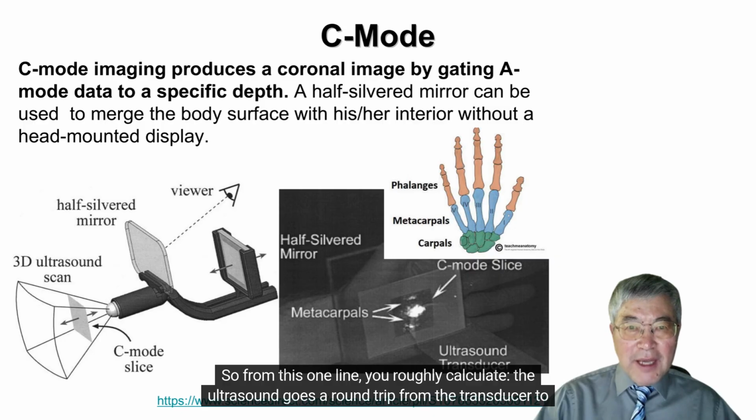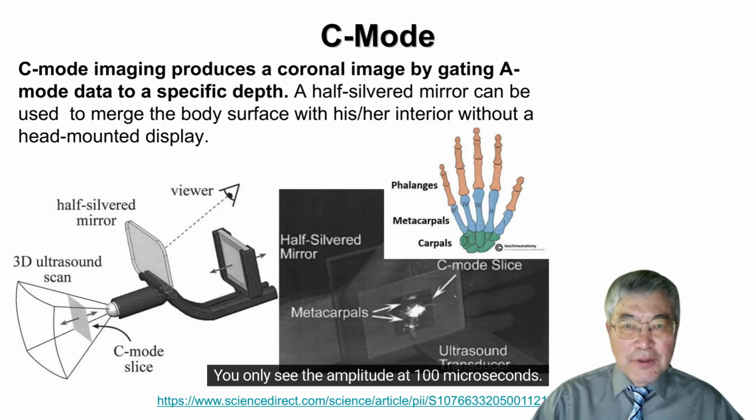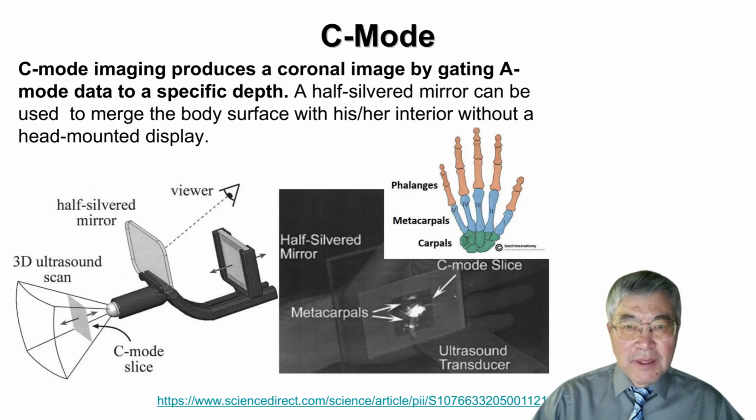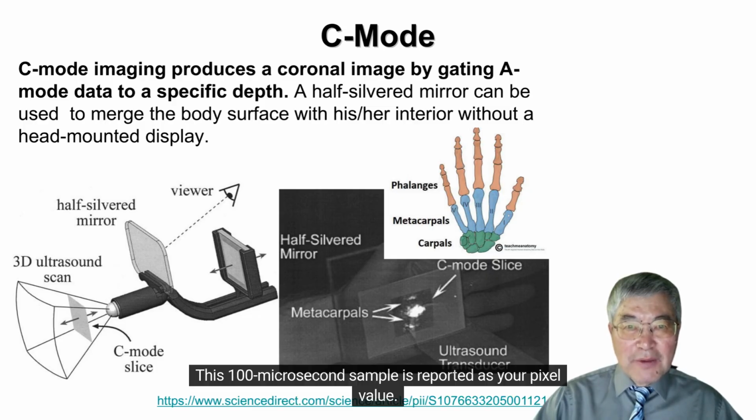So from this one line, you roughly calculate. The ultrasound goes a round trip from the transducer to the plane and back. Suppose this round trip time is, for example, 100 microseconds. Let's say 100 milliseconds in my example. You only see the amplitude at 100 microseconds. That is the round trip echo time. The echo goes here, hits the plane, comes back, so 100 microseconds. This 100 microsecond sample is reported as your pixel value.